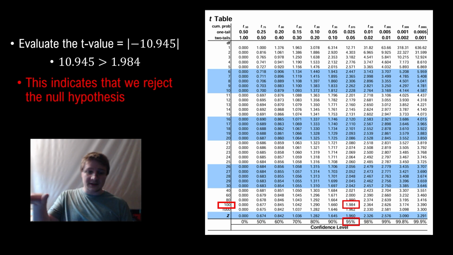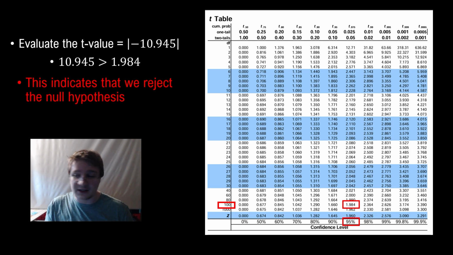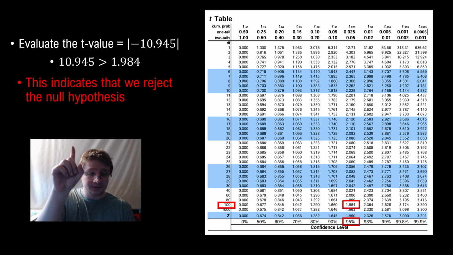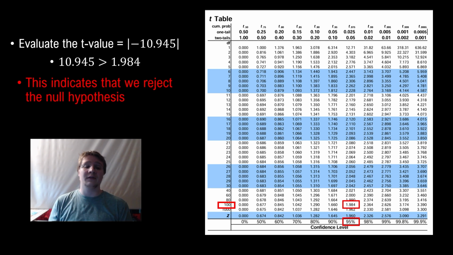We look in the same column because we're looking at the 95% confidence level. We get 1.984. So with that in mind, we look up here and compare it, and it is definitely way greater, which indicates that we reject our null hypothesis. If you remember, our null hypothesis is that there is no difference between men and women in their salaries. So we're going to reject that based off of just this.